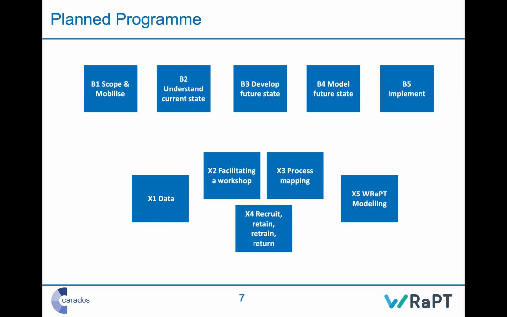But in order to make sure that each one of them is not too long, we're going to have at least 5 separate courses, one specifically on data, otherwise understanding the current state becomes quite a long course. We'll talk about how to facilitate a workshop, which is important to developing the future state. We'll talk about process mapping, which is important to understand the current and developing the future state especially.